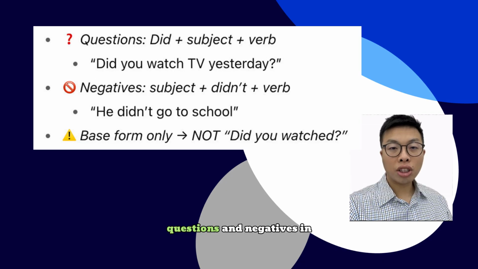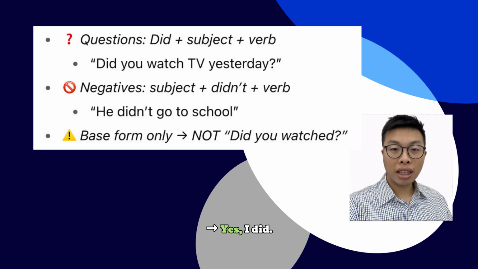How do we make questions and negatives in the past simple? We use did for questions. Did you watch TV yesterday? Yes, I did. No, I didn't. For negatives, he didn't go to school last Monday. Notice something important? After did or didn't, the verb goes back to its base form. You don't say, did you watched? You say, did you watch?